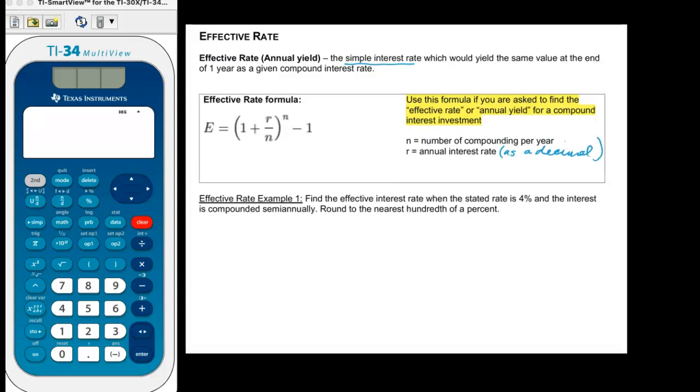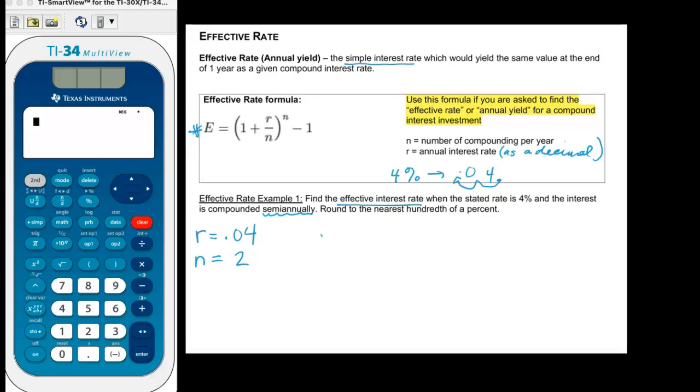In this example, we want to find the effective interest rate. As soon as you see that in a problem, you know you've got to use this effective rate formula. The stated rate is 4%, so I'm just going to write down rate is 0.04. Since it's 4%, we drop the percent sign and move the decimal, which is always at the end of the number, 2 spots to the left, or we can also divide by 100. And the interest is compounded semi-annually. Semi-annually means twice a year, so N is going to be 2. Round to the nearest hundredth of a percent. Remember, if you're ever rounding a percentage, you need to convert to a percent and then round, so your rounding occurs at the end.